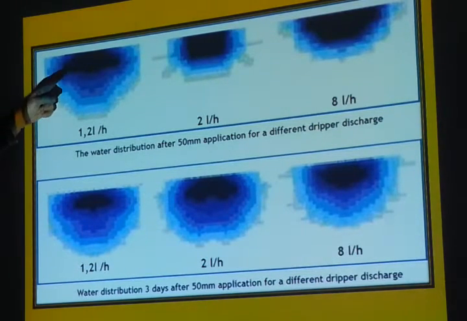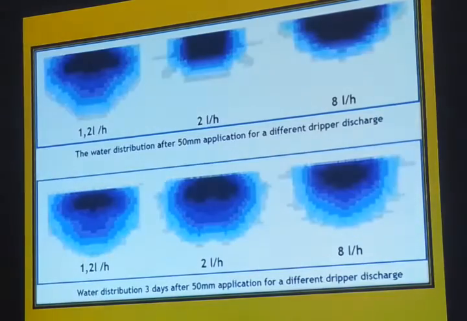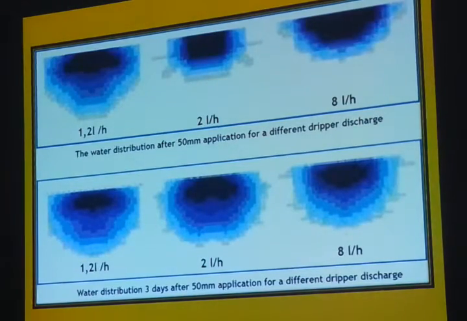That black area there, the black area here, without oxygen. Here you can see the slower you give water to the soil, the less oxygen problems you have.